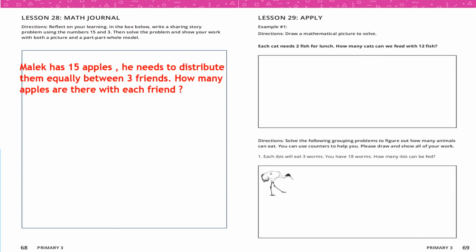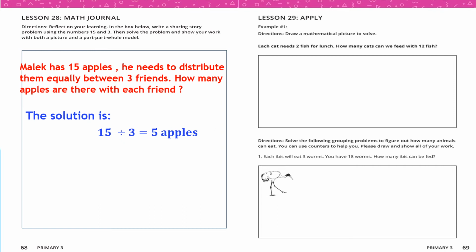Malik has 15 apples. He needs to distribute them equally between 3 friends. To distribute them what? Equally. So, how many apples are there with each friend? We have the whole number, which is 15. We want to distribute it, or divide it, between 3 friends equally. Equally is my keyword for division. So 15 divided by 3 equals 5 apples.